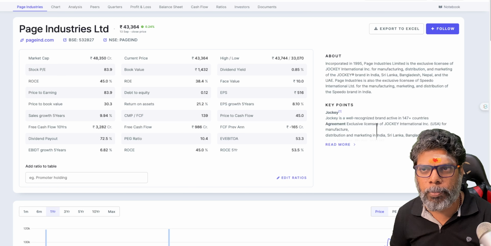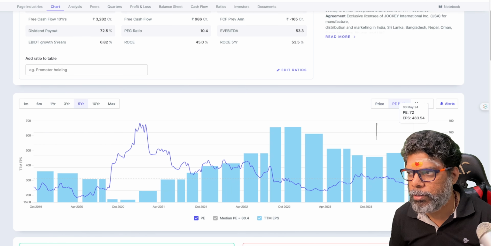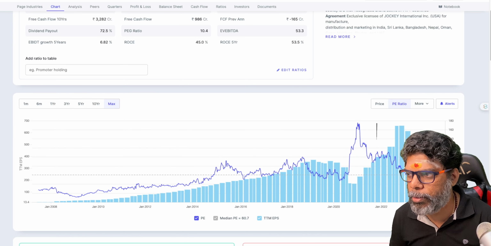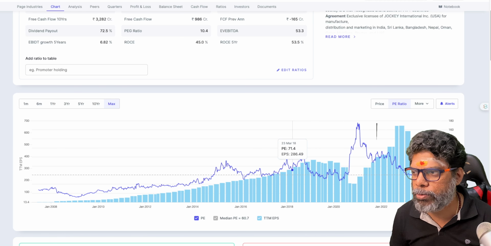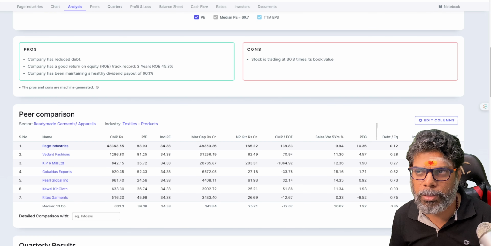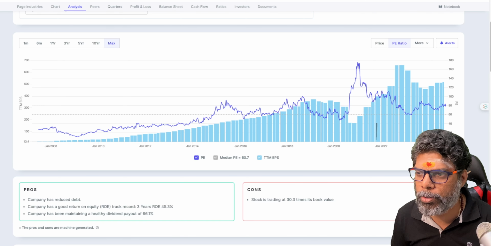But anyway, let's say Page Industries. The company doesn't have that much debt. Stock PE is 83. It is trading at 30 times book value. Man, it's a very expensive stock. If you see the average PE for this company by itself, it is trading 20 points above its average PE. This company is trading at its own PE above 60, but the industry average is how much? Industry PE is just 34. But still it is growing, and price action wise, it is saying there's going to be good momentum.